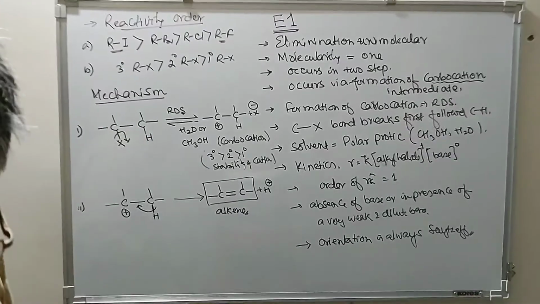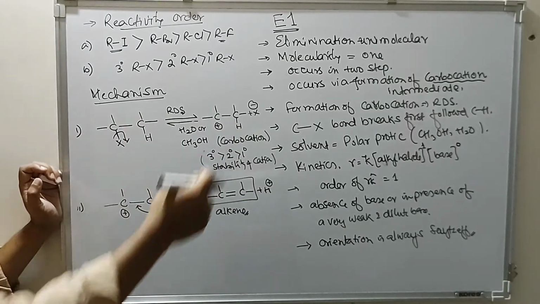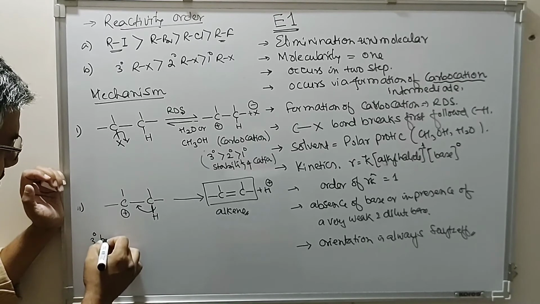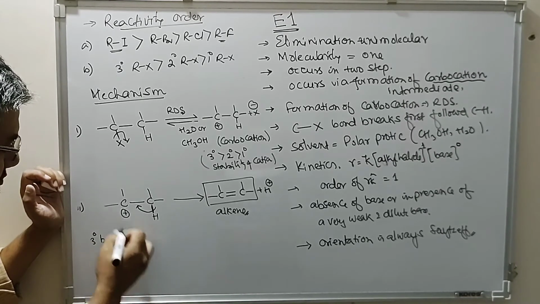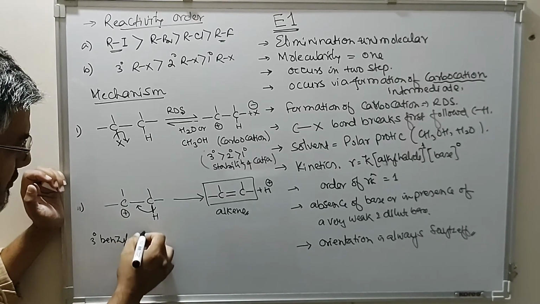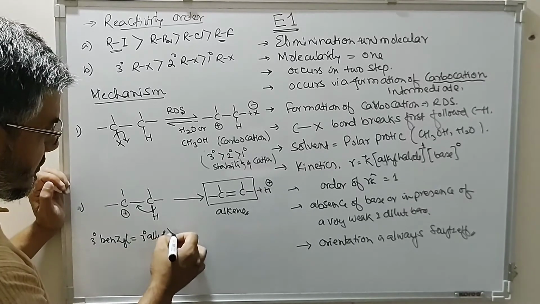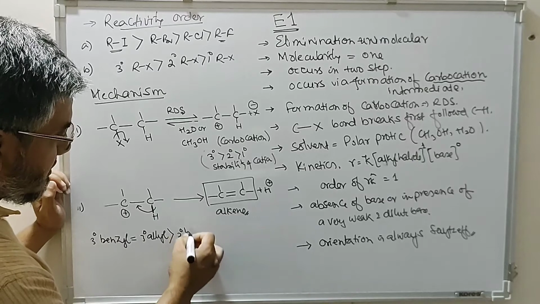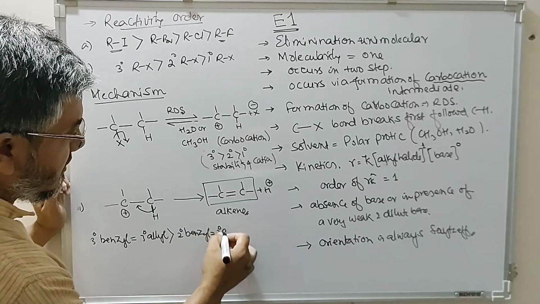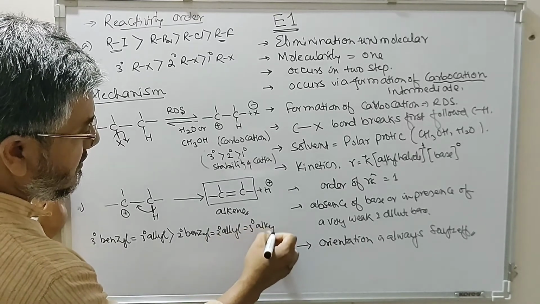So combining all these, the reactivity order of different halides is: tertiary benzyl, which is equal to tertiary allyl group, which is more reactive than secondary benzyl group, secondary allyl, which is equal to tertiary alkyl.